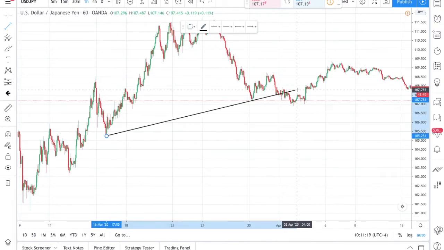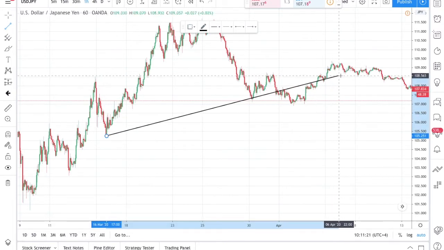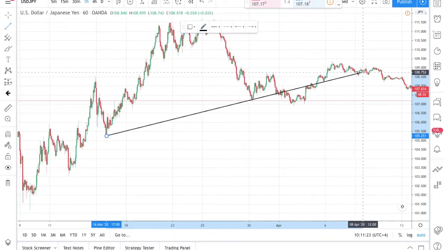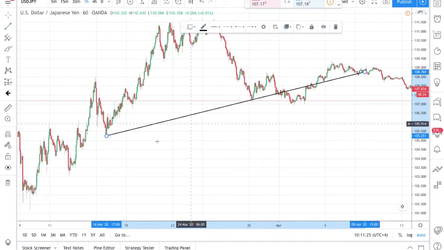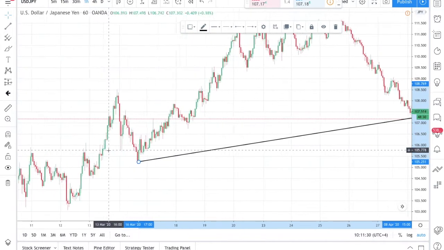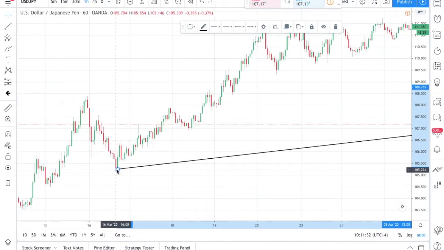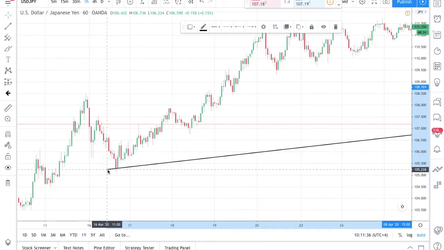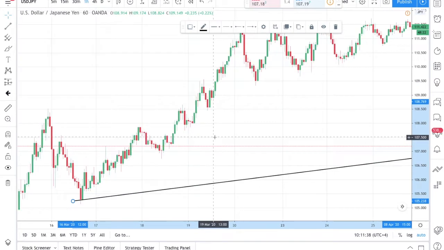Support connected to support. First, I'm just going to draw it like this, and then I have to come here to correct it because this is wrong. It should be exactly where the candle closes.